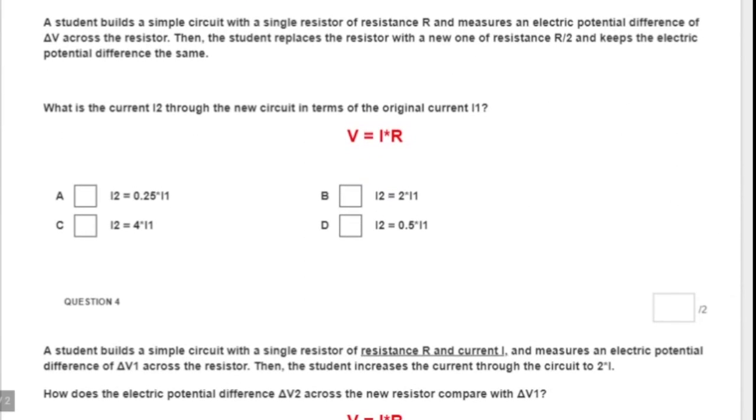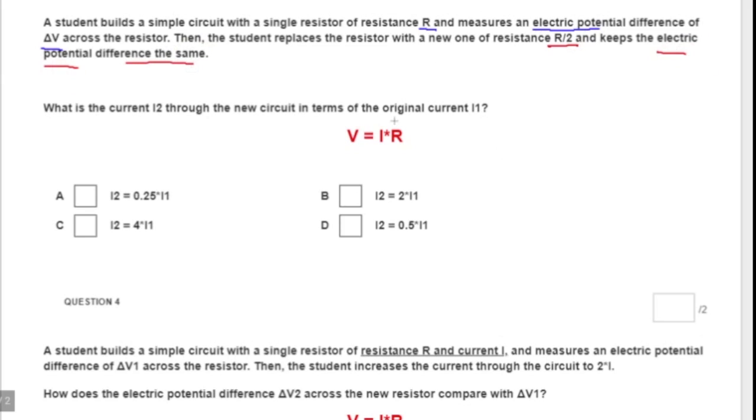A student builds a simple circuit, just like before, with a resistance R, measures the electrical potential difference of delta V. Then the student replaces the resistor with a new one. This new resistor is R over 2 and keeps the electrical potential the same this time. So that's important.